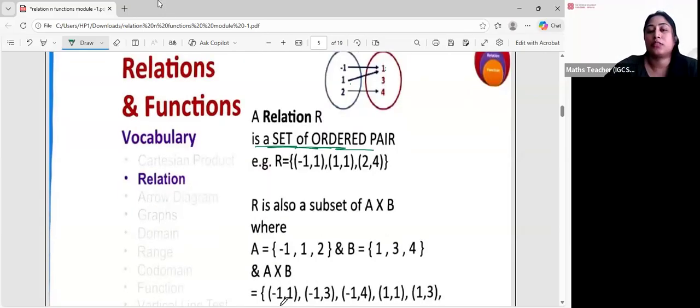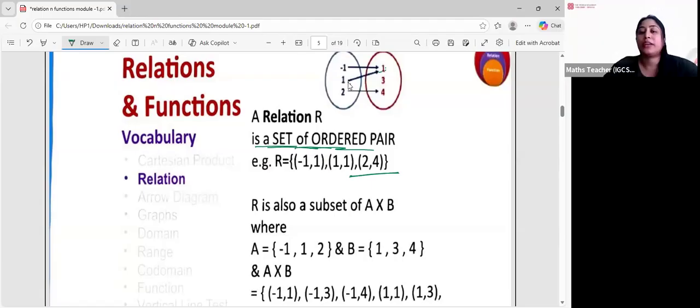So R is minus 1 to 1, 1 related to 1, 2 with 4. So relation is nothing but whatever the elements are related, they are related by an arrow mark. So we tell that it is a relation. And again, the relation is related by some rules, okay? Some conditions or some set of conditions they have mentioned, okay? You will get to know that.